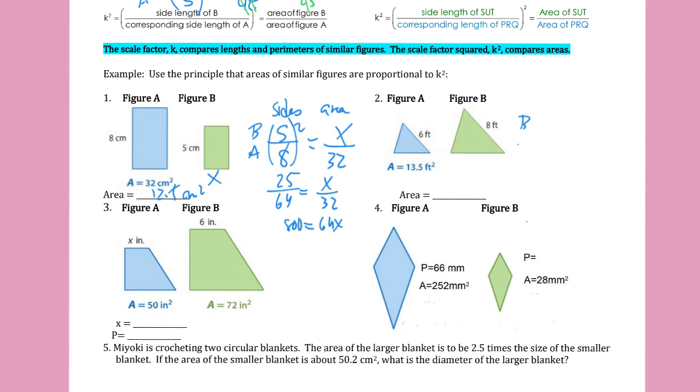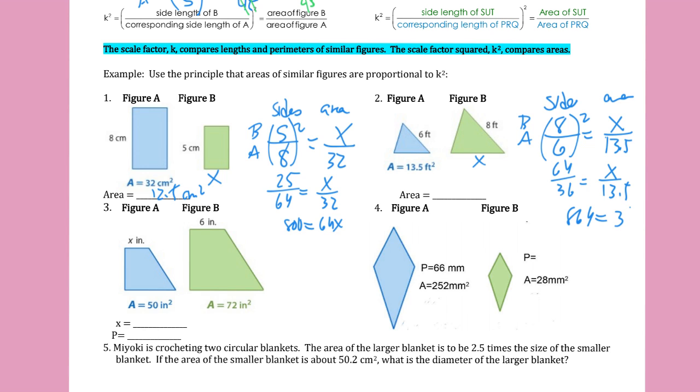Again, B over A, it doesn't matter if you do A over B or B over A. Let's do the side lengths, just be consistent. So if you do 8 over 6, and set that equal to the ratio of the areas, x over 13.5, now that's not true. We have to square the sides. So you get 64 over 36 equals x over 13.5. Cross multiply, you get 864 is equal to 36x. Divide both sides by 36, you get x is 24. So that means that the area of the green figure is going to be 24 feet squared. So it's pretty cute. They're definitely related, and they're related by a proportion as long as you square the sides.